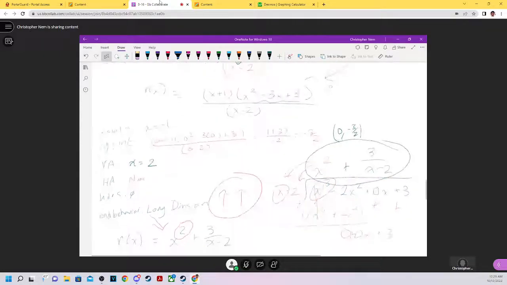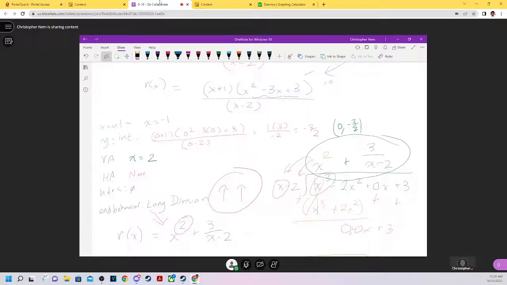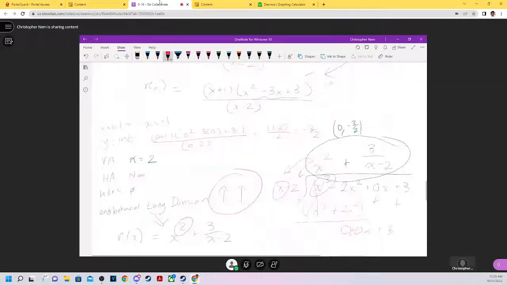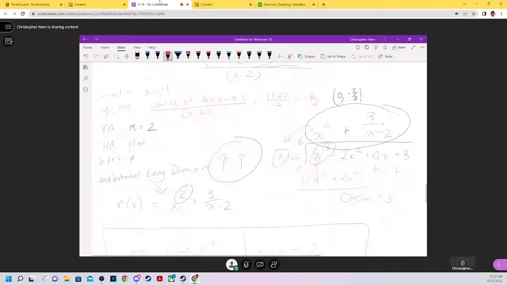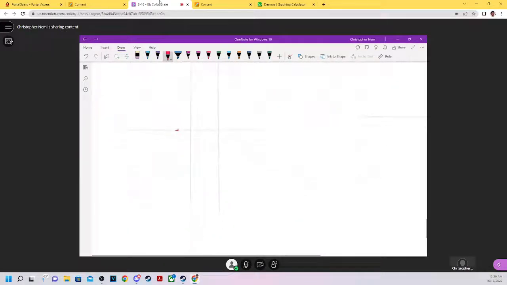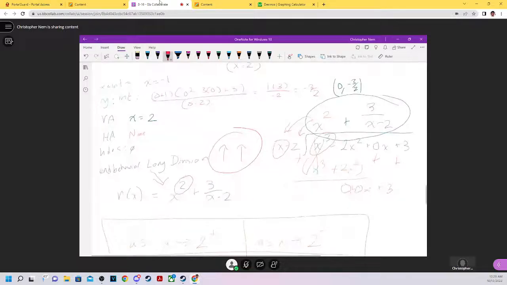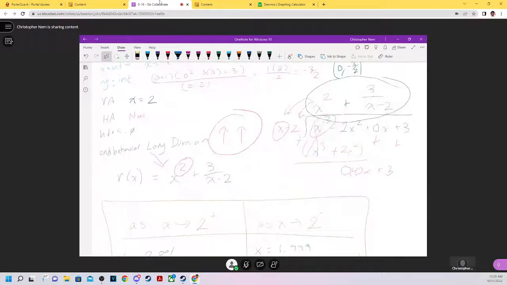I have an x-intercept of -1. That's great. So x-intercept of -1 is over here. That's all I really have. And do I have a y-intercept? (0, -3/2). (0, -3/2) is around right here. Boom. That's my y-intercept. So I have these. What other information do I have? Vertical asymptote, and so on.